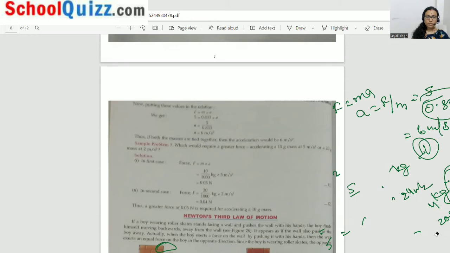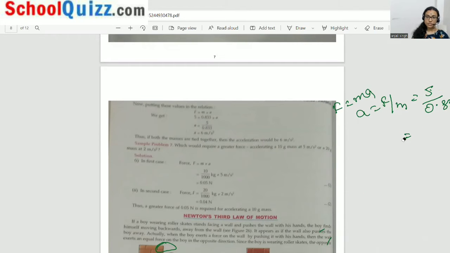What would require a greater force: accelerating a 100-gram mass at 5 meter per second square acceleration, or a 20-gram mass at 2 meter per second square acceleration? Greater force, so you have to find the value of force. So the force is equal to ma.